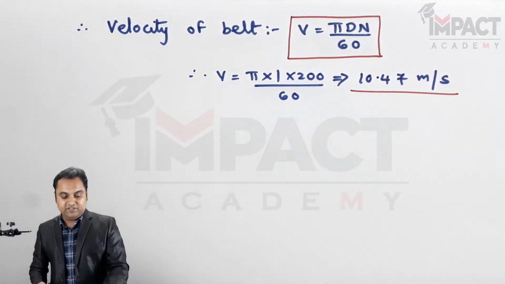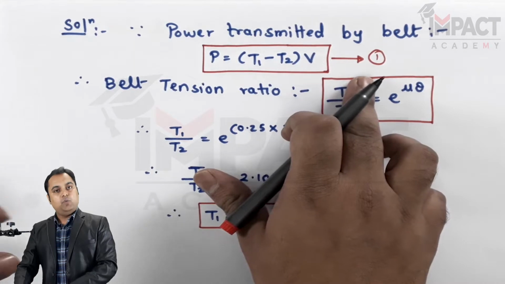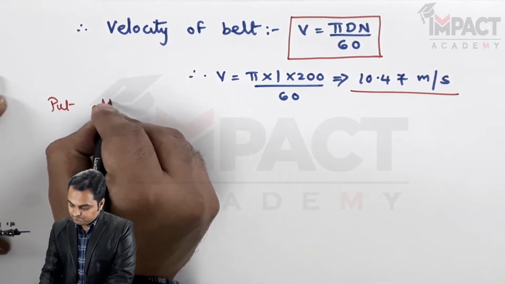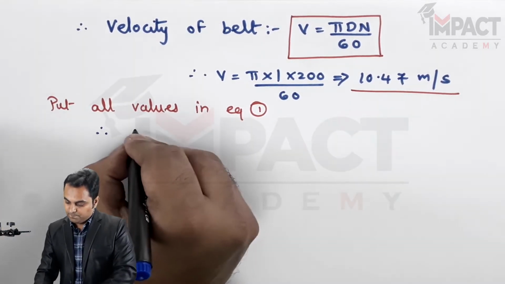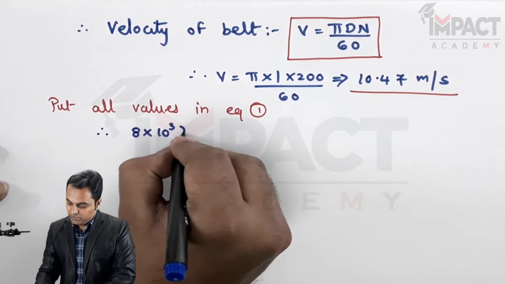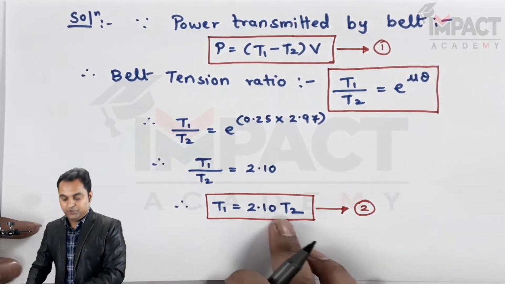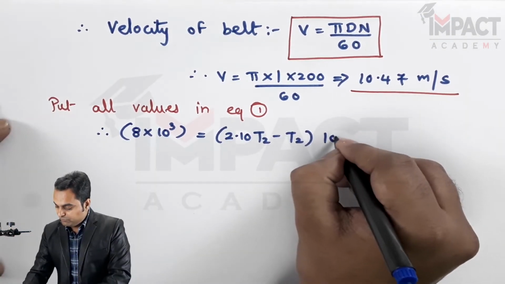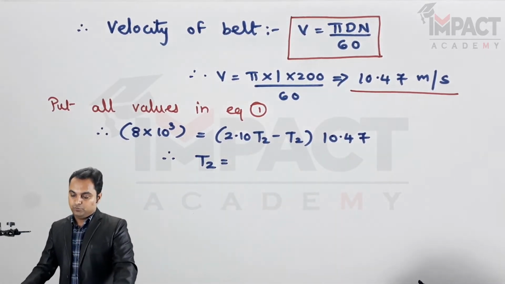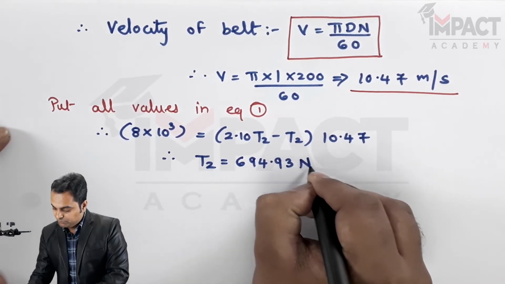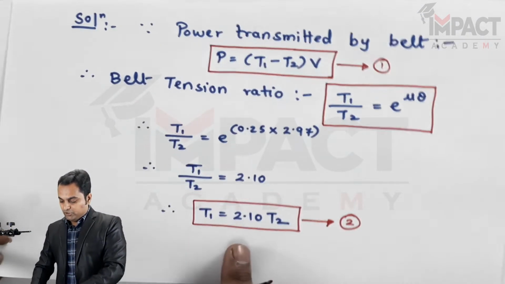Now once the velocity is known and also the relation between T1 and T2, I'll put them in equation number 1. Power is 8 into 10 raised to 3 watts. Then T1 is 2.10 times of T2 into the velocity of belt is 10.47. So therefore T2 value comes out to be 694.93 Newton. Once I know the value of T2, I am going to put it in equation number 2 in order to get T1.